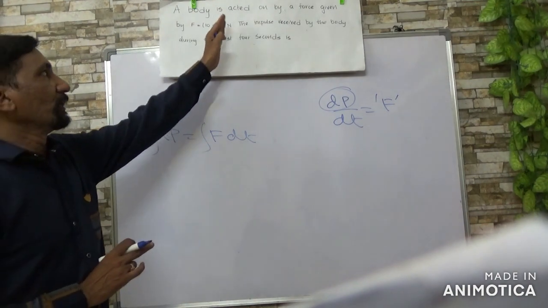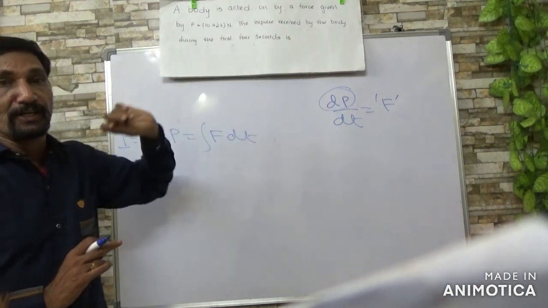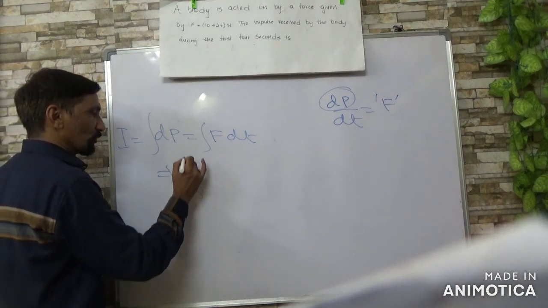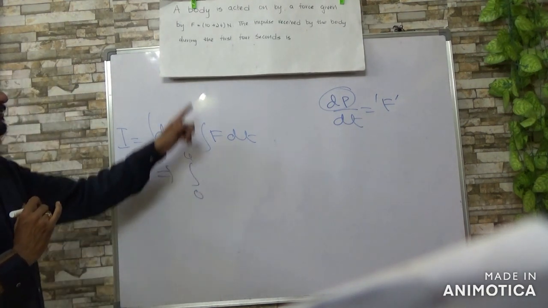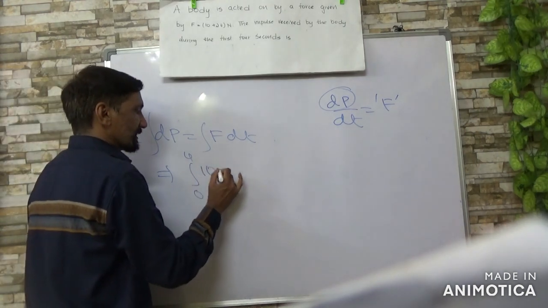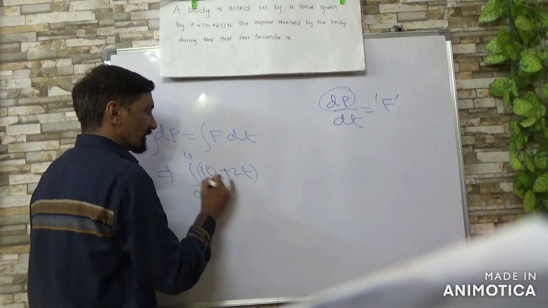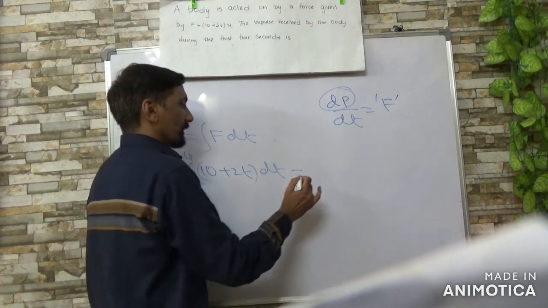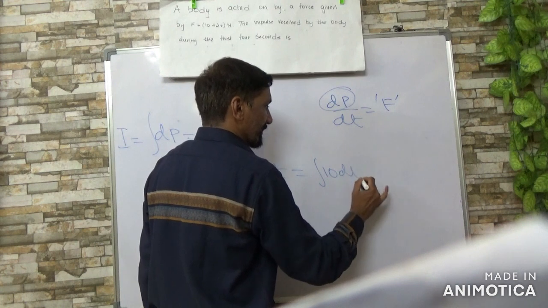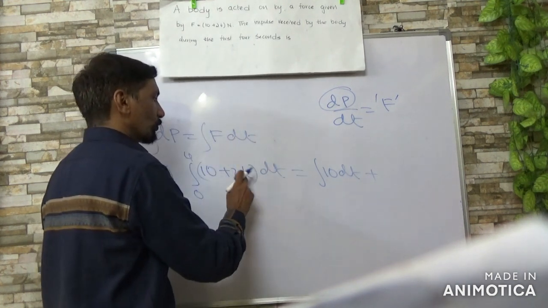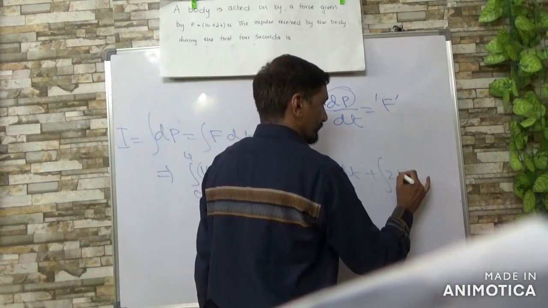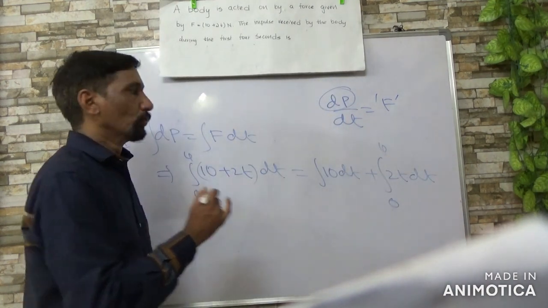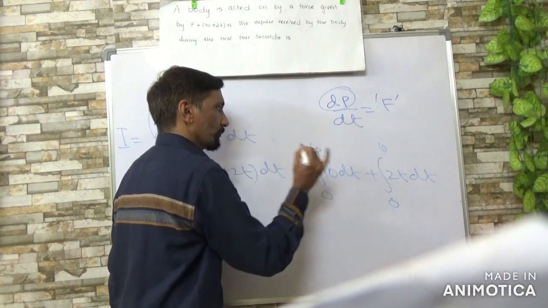You want to find the impulse for the first 4 seconds, so the limits taken are 0 to 4. F, according to the problem, is 10 plus 2t, dt. So it is 10 dt plus 2t dt, between the limits 0 to 4.